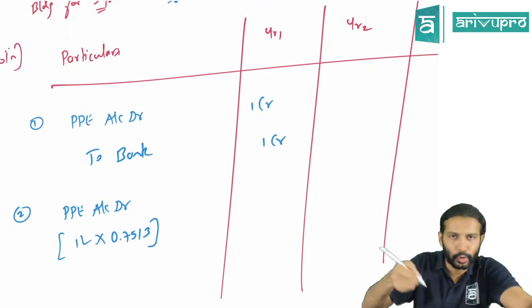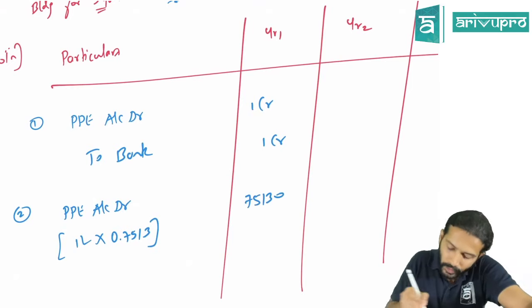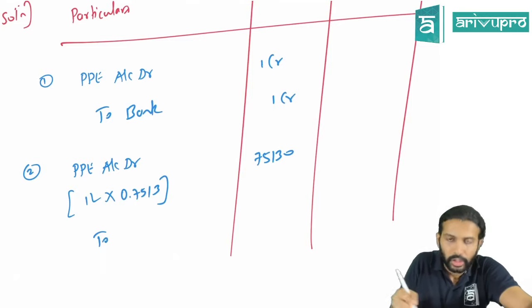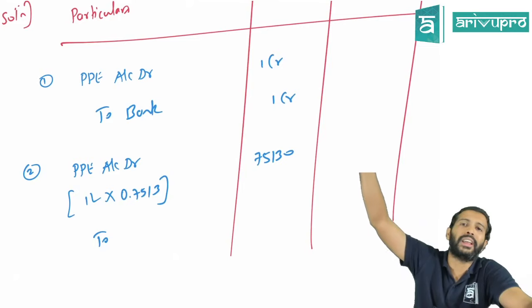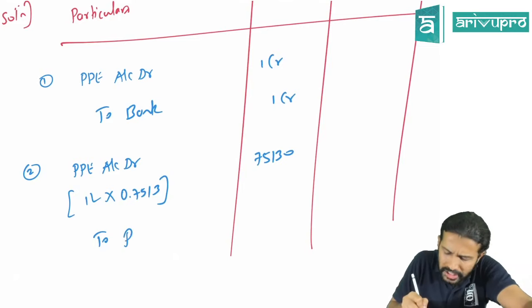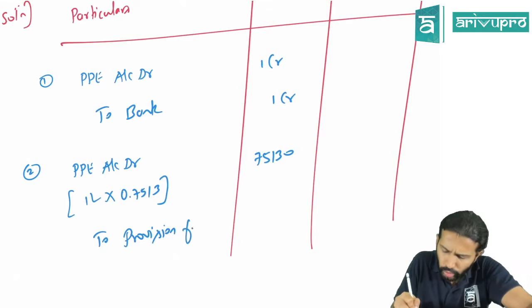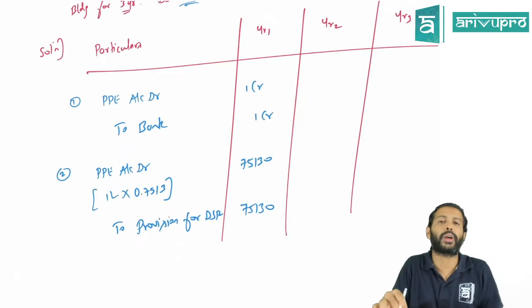So 1 lakh is the future value. Multiplying by the discount factor, you're going to get 75,130. So the PPE will be debited by 75,130. Can you credit bank? No. You have not paid this amount, right? You will pay this amount only at the end of third year. So as per Ind AS 37, you have an obligation on your head, so you have to make a provision for this. So you will credit provision for decommissioning (DSR) account 75,130 rupees.